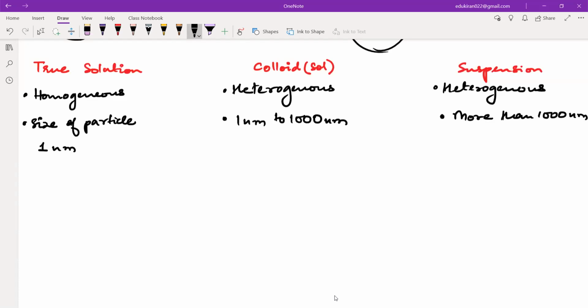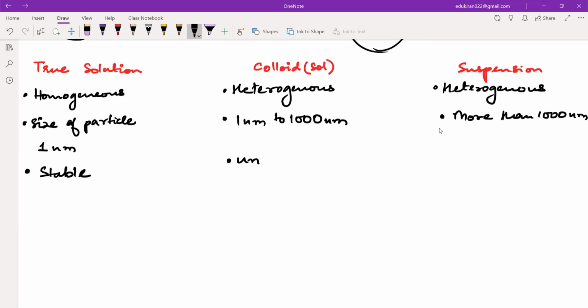Now, if you pass salt water through a filter in a true solution, you will not see any particles; you cannot filter it. In a colloid, the particles, like cream, will get filtered out. And in suspension also, they will get filtered out. Next, in true solution, this is a stable solution.